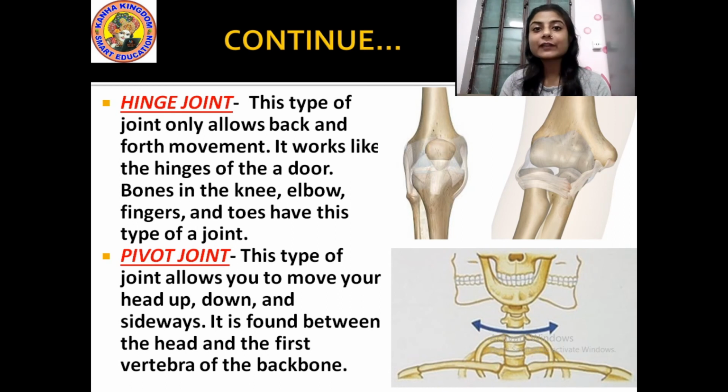Now what is pivot joint? P-I-V-O-T. Pivot joint. This type of joint allows you to move your head up, down and sideways. You can move your head up, down, left, right. Yes or no? This is the pivot joint, which is connected with your neck.